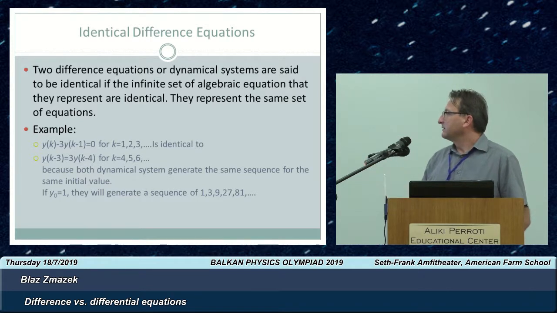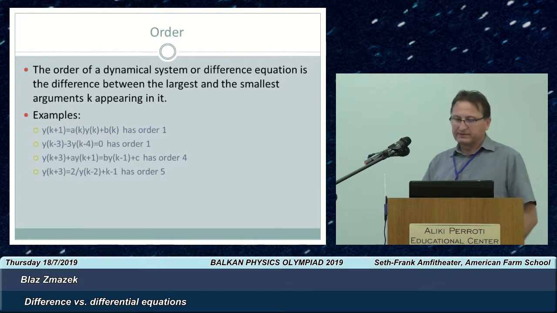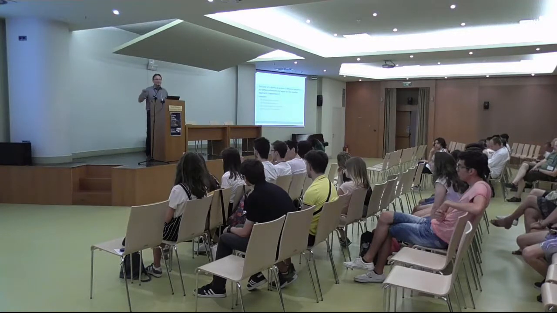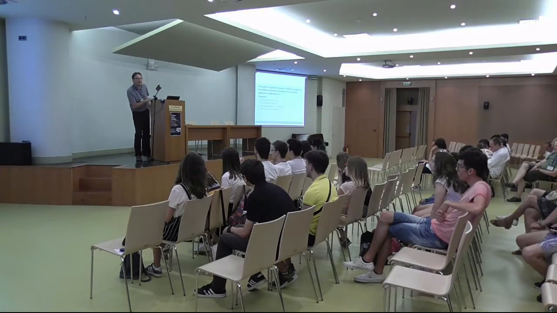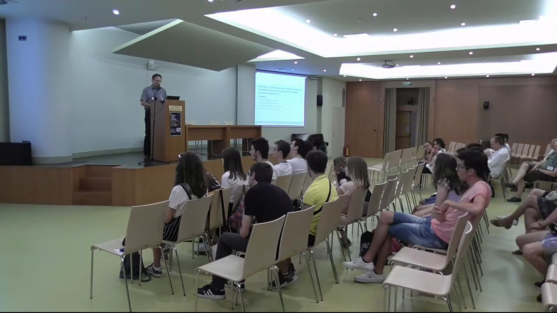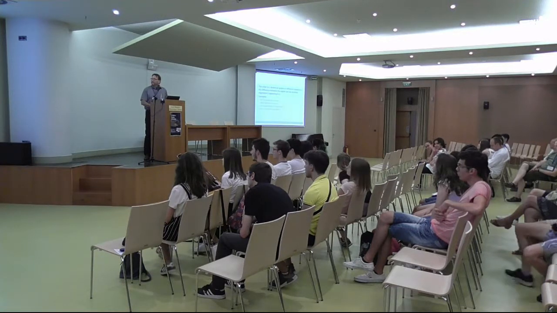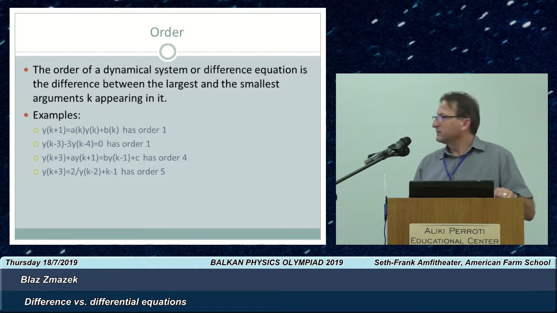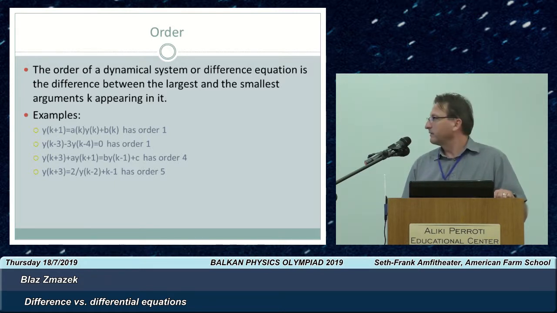For example, we have a system of numbers, powers of 3. The order of a dynamic system or difference equation is the difference between the largest and the smallest arguments k appearing in it. So what is the order of the equation for Fibonacci numbers? It is 2, because we need only 2 months before. We also have 2 examples of order 1, the ones with 4 and 5. We just see the difference between the smallest and the largest argument where k is appearing.